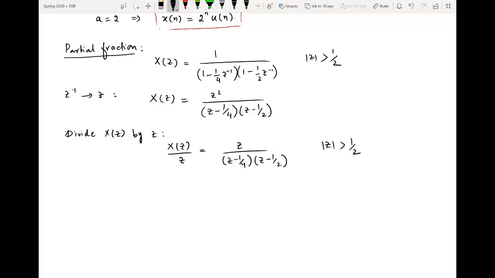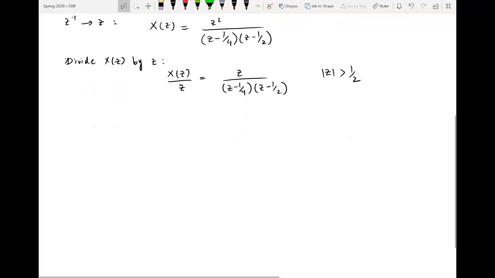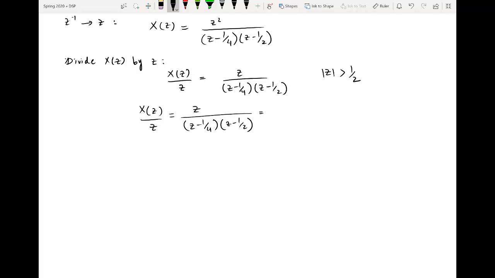Now for step number 4, we need to actually formulate the partial fraction representation of the same form which we have obtained in this step. So X of z divided by z, this will be the same thing which is written in the previous step, z minus 1 by 4 into z minus 1 by 2. Because it is second order, we can represent it in the partial fraction as A over z minus 1 by 4 plus B over z minus 1 by 2.